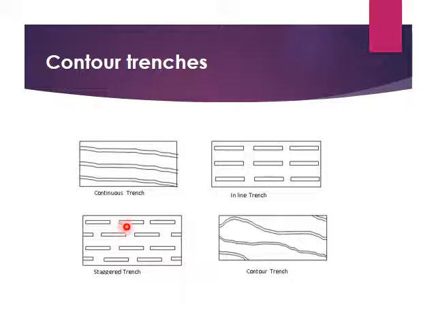Then staggered trench. Between two trenches there is a space, an interspace. When a trench is constructed below or above that interspace, it is called a staggered trench. Then the last one is contour trench. It is constructed along the contour.